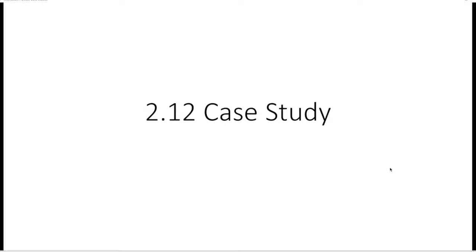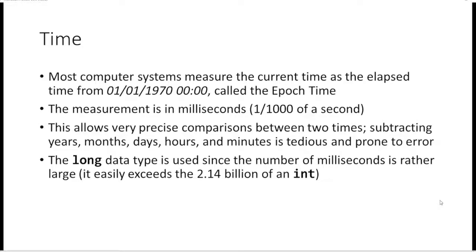In this section, we're going to discuss a case study using arithmetic operators. Most computer systems measure their current time based on January 1st, midnight 1970. Might seem a strange time, but that was picked many years ago. That's called the epoch time. Since then, the number of seconds is used as a single number that represents time.